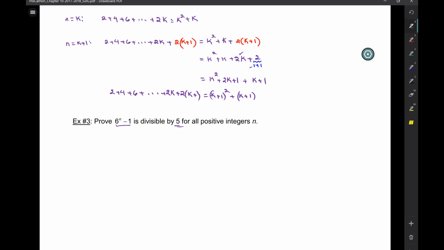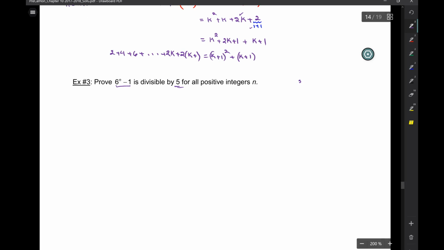Okay? And let's take a look at what it means for something to be divisible by 5, right? It means there's no remainder. So basically, what are some numbers that are divisible by 5? 5 is, 25 is, 60 is. So how would you write a general form of a number divisible by 5? It's 5n, right? As long as it's 5 times something, that's divisible by 5. So that's what we need to show here.